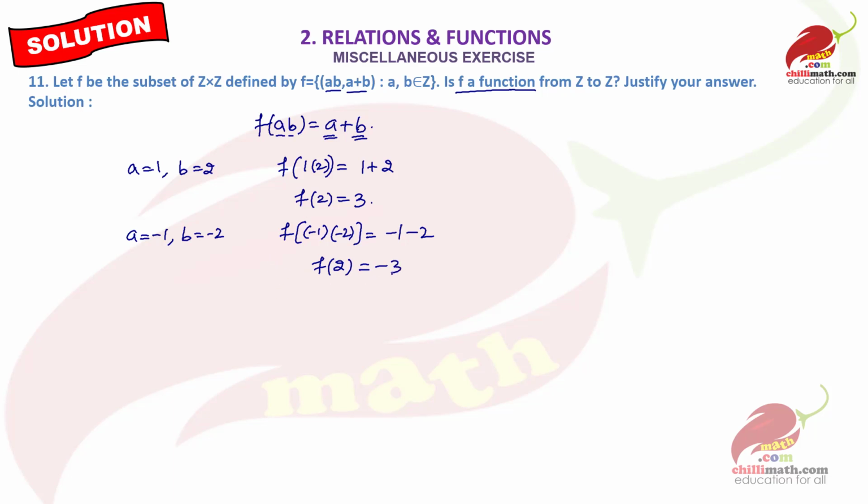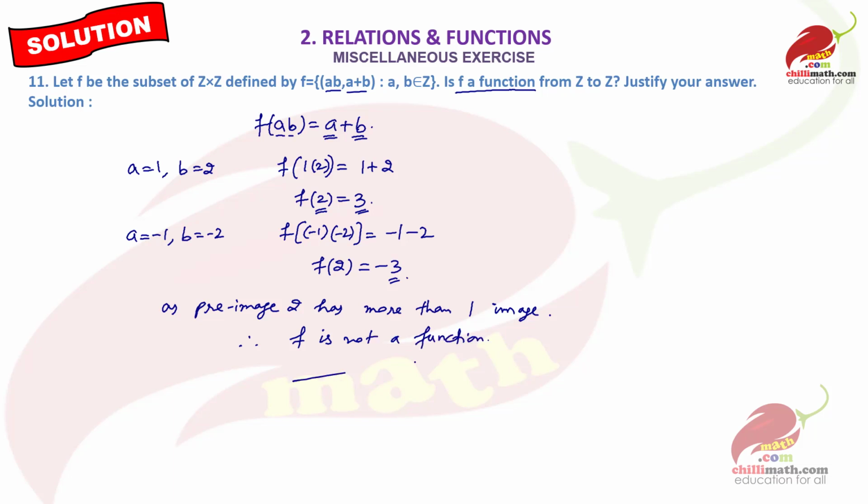So we can check here that the pre-image 2 has two different images. We write as pre-image 2 has more than one image, therefore F is not a function.